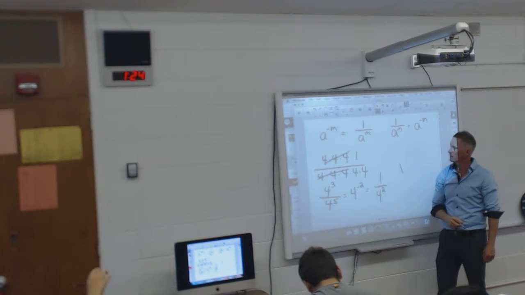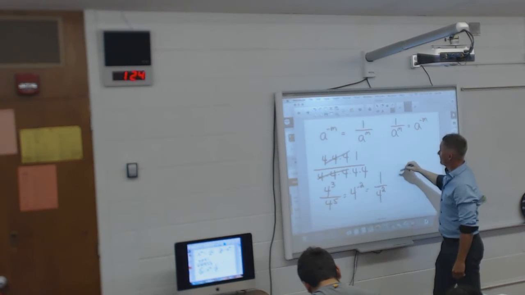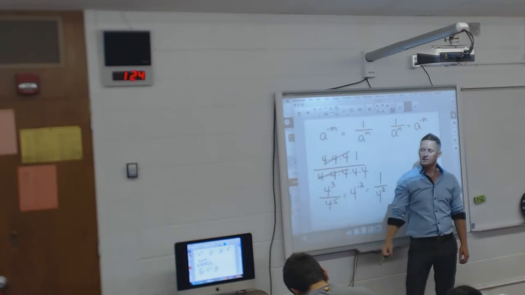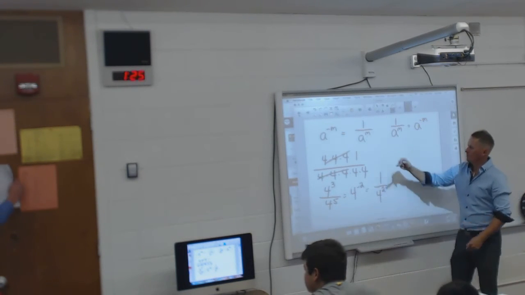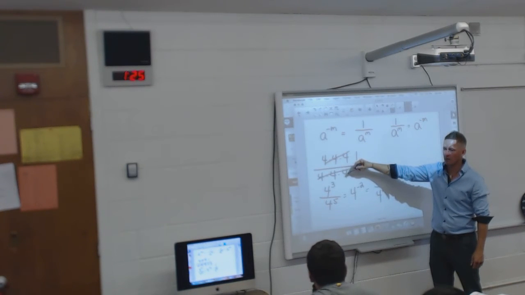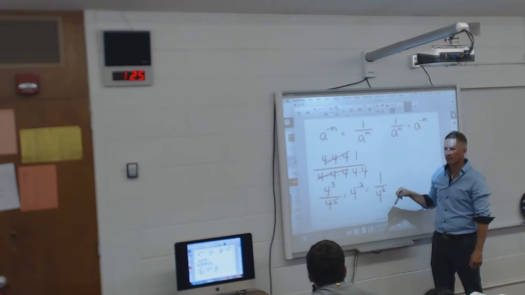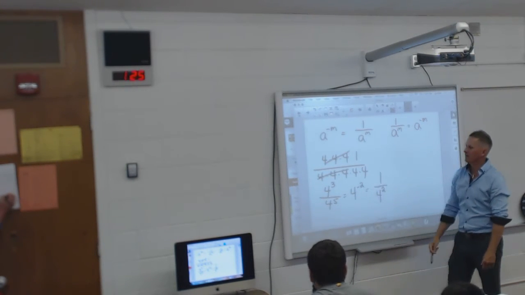Yes, Brock? Why does that 1 stay here? Like, where does the 1 come from? Brock, what's 5 divided by 5? What's 6 divided by 6? 7 divided by 7? 1. How about 64 divided by 64? I got 1 here, and 4 times 4 on the bottom. Does that make sense? Anytime you divide by a number, you have to have 1 left over. Right? So that's why.